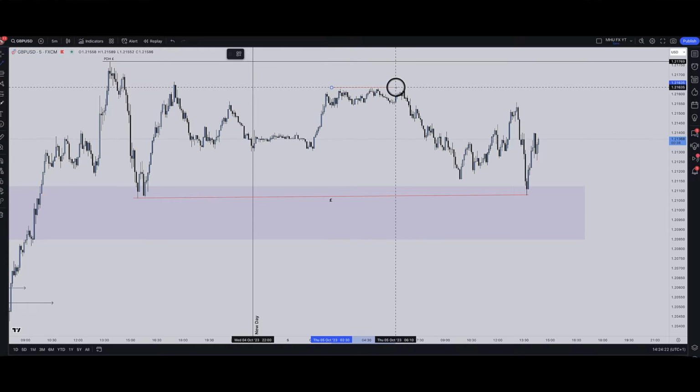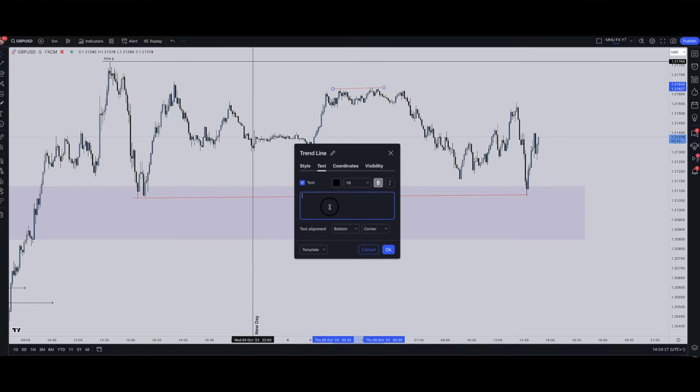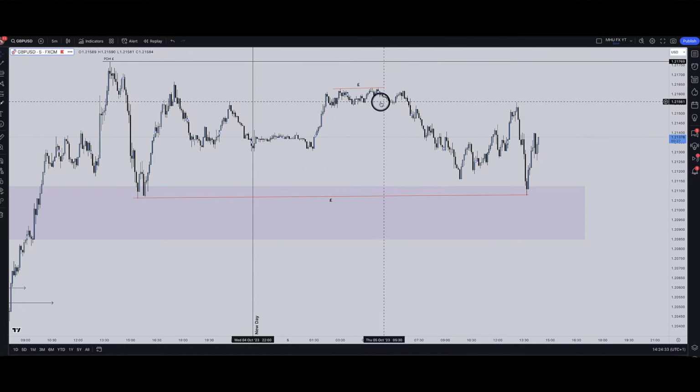I've noticed these equal highs up here. Once again, they don't have to be perfect. They can be slanted. They can be a few pips off. It doesn't matter. This is what I'm going for right now. Also, this is the previous day's high, and I'm interested in this up here too.